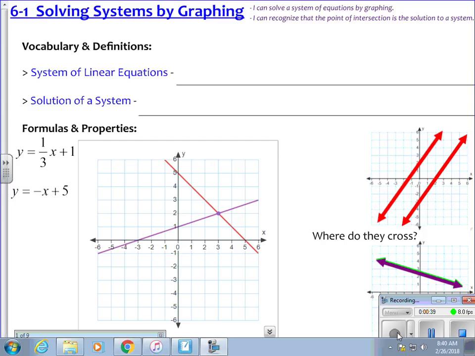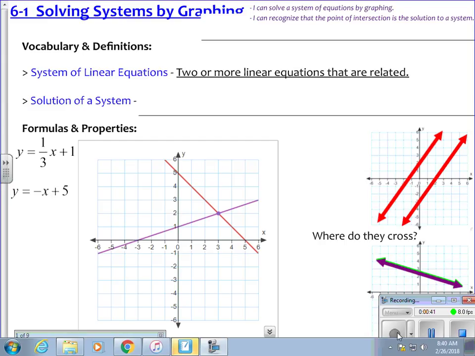In particular, we're going to work with linear equations. And so a system of linear equations, guys, get this written down in your notes. A system of linear equations, which is what we'll be doing within here, is 2 or more linear equations that are related to each other.